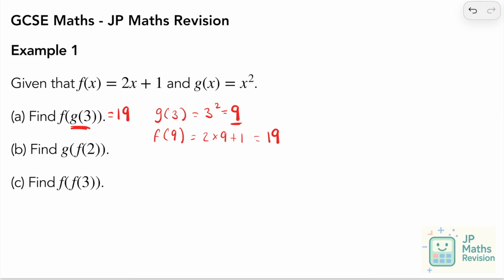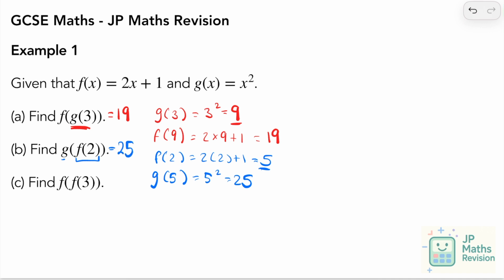For part B, we need to find g of f of 2. Again, we need to work out f of 2 first, and then the output of f of 2 needs to be input into g. If we work out f of 2, we end up with 2 times 2 plus 1. 2 times 2 is 4, and 4 plus 1 is 5. So f of 2 is 5, but then we're going to use that output as our input into g. So we're going to work out g of 5. g of 5 is going to be 5 squared, and 5 squared is 25. So the answer to this question is 25.